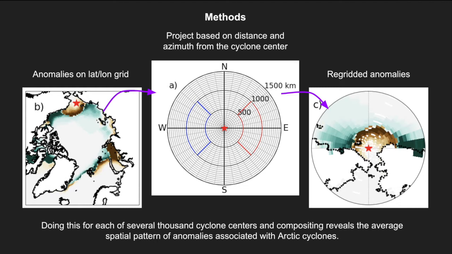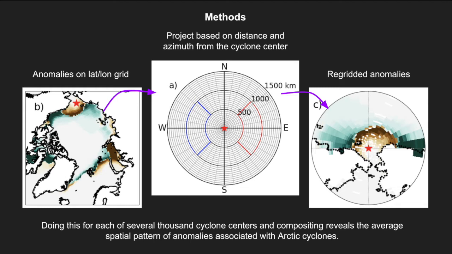And so to see what this looks like, you can compare the far left panel with the far right panel. You can see how the cyclone is now in the center, that red star, and the pattern of anomalies has been rotated and projected onto this new grid. And I've also projected the land outline just to show that there's no real distortion going on appreciably. It kind of faithfully regrids the right shapes and the right patterns.